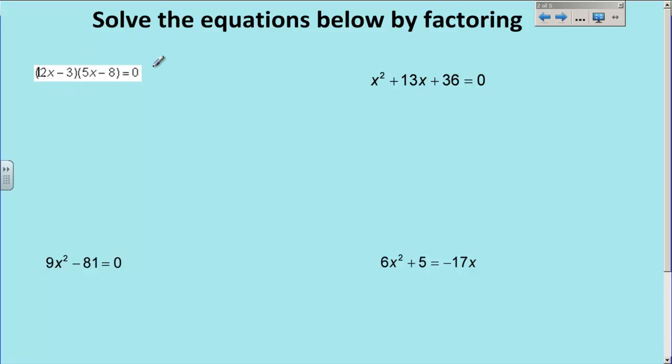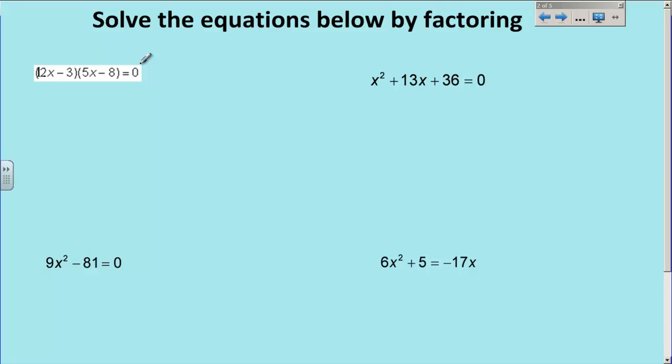We're going to start with a simple example so you can see what happens and why, and then we'll go to the factoring part and move on. But, so I have two factors, 2x minus 3 and 5x minus 8, and they're both equal to 0. Since these are multiplied together, at least one of these factors has to equal 0 in order for me to multiply and get 0.